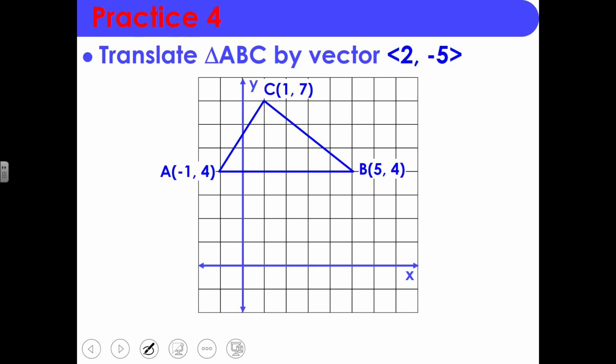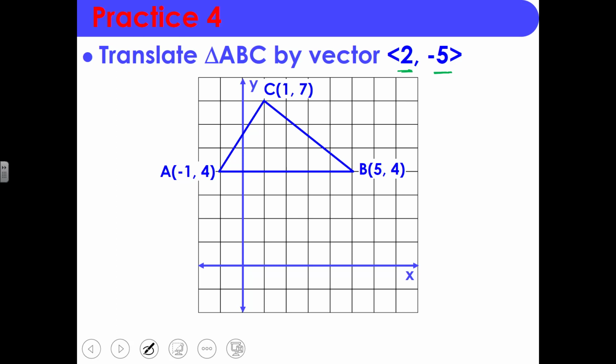So this is for you. You need to translate triangle ABC by vector <2, -5>. That means in the horizontal direction, you move to the right by 2 units, and in the vertical direction, you move down by 5 units. I'm going to help you with point A, and you can complete this practice problem for the other two vertices, and then you can connect up the new vertices and draw the image.